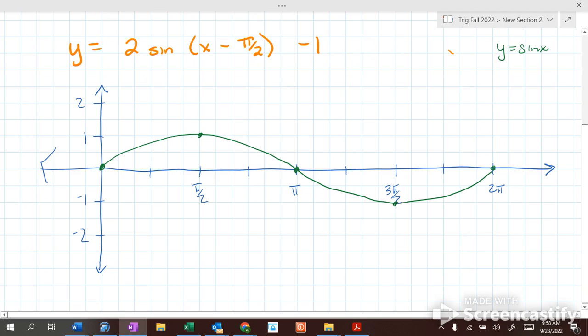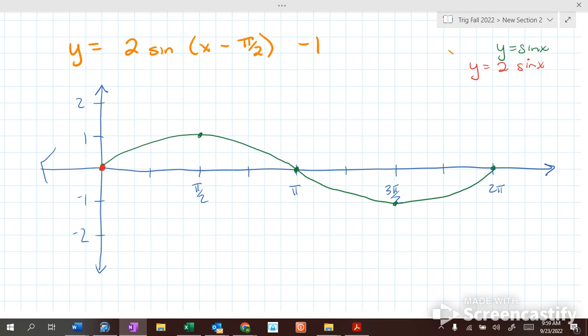So then I'm going to hit amplitude next. So the next thing I'm going to graph is y equals 2 sine of x. What does 2 sine of x do to that first point at 0, 0? Nothing. It's still there. 2 times 0 is still 0.